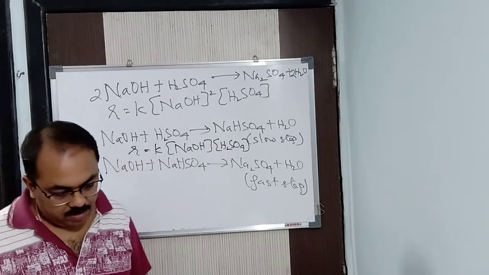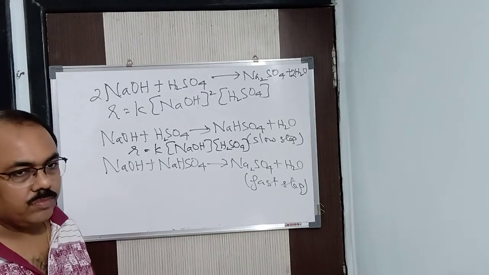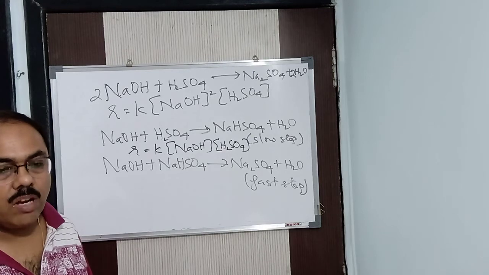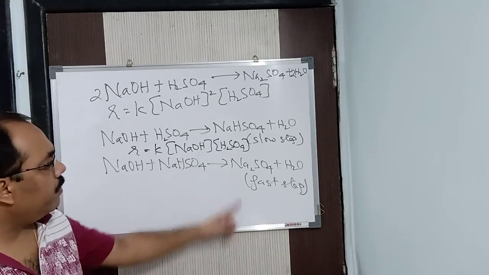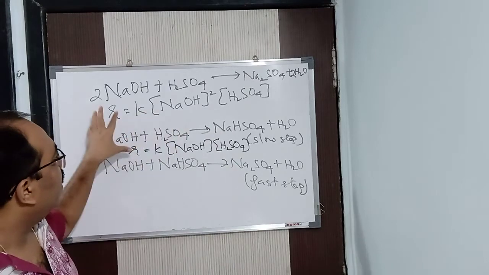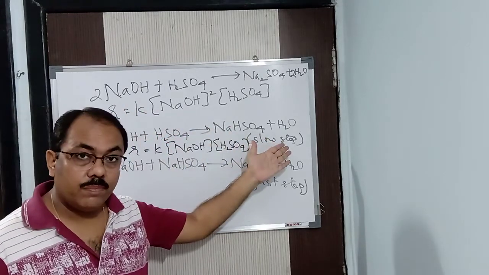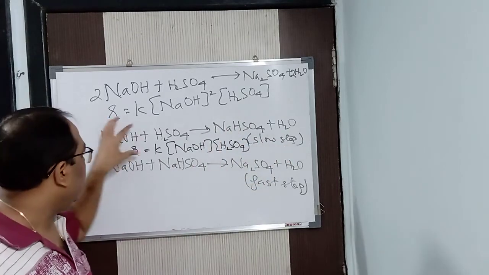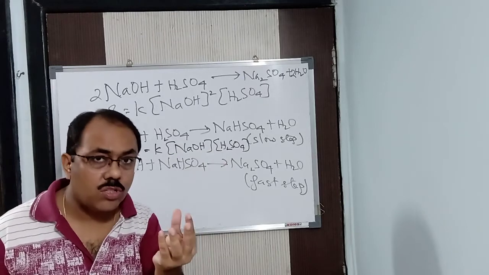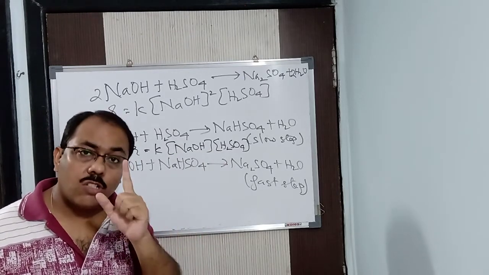Now, it does not depend upon the initial concentration of the reactants. Why? Because the rate of reaction depends upon the slow step of the reaction. Whatever initial concentration you have taken, it does not depend on that. It depends upon the slow step. Suppose you take 5 molar or 2 molar, it depends on how many molar is being used during the slow step of the reaction.